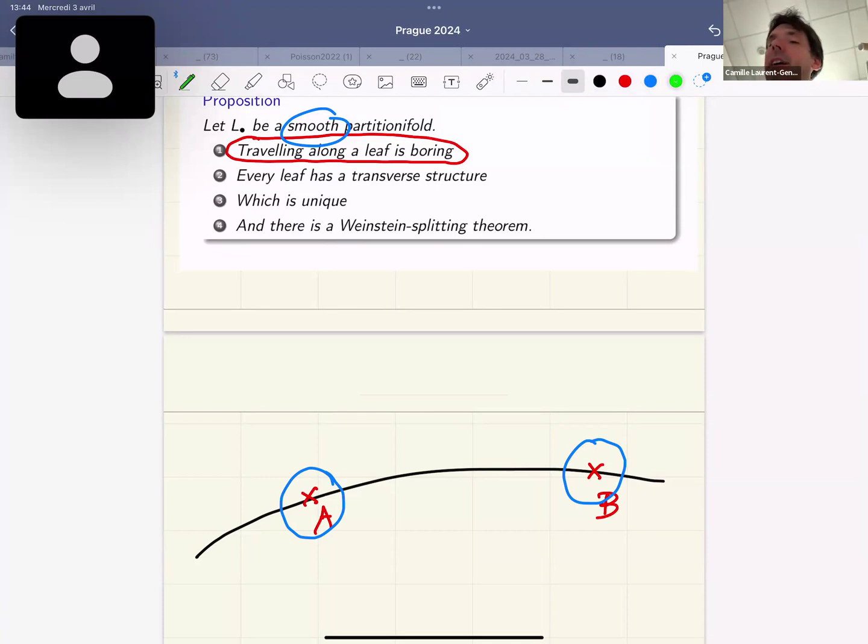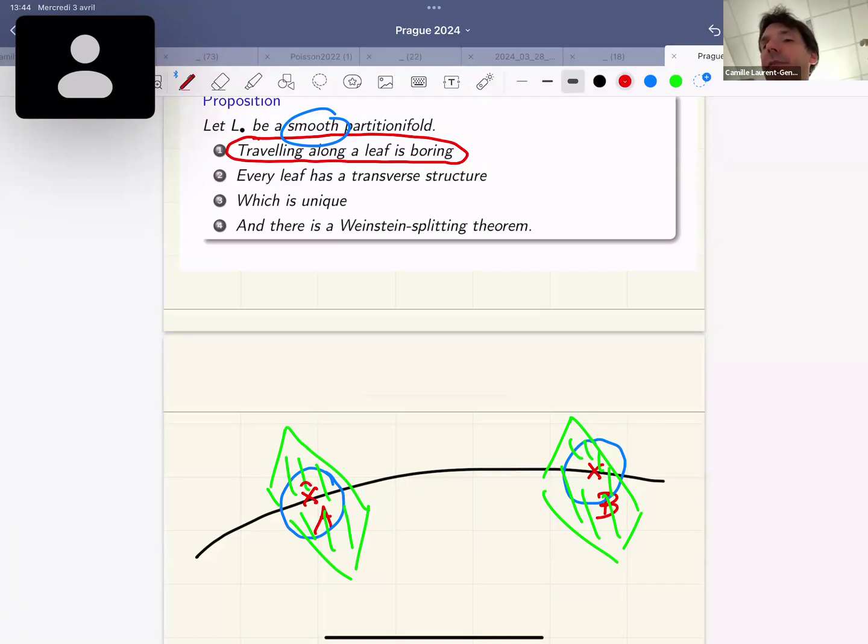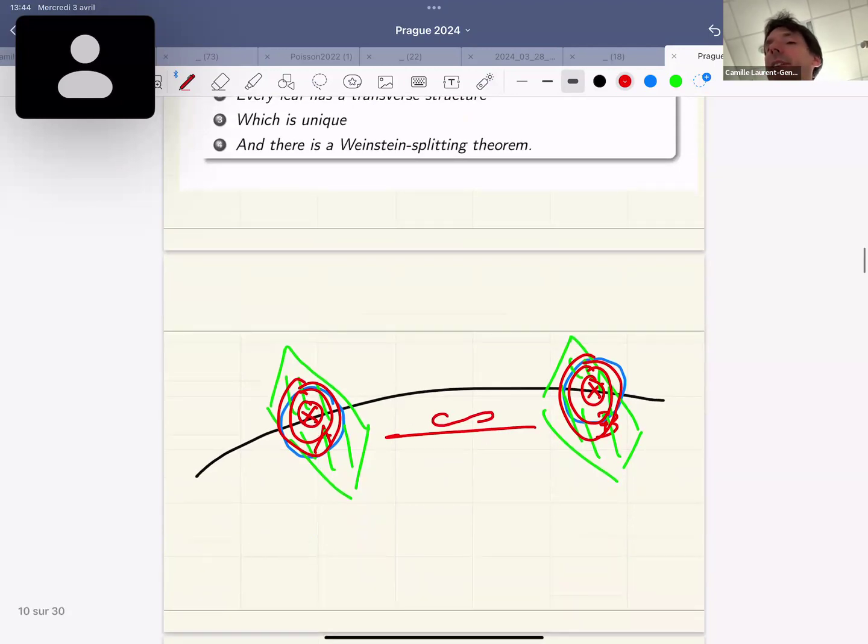But it has an extra consequence: if I take something which is across a section of the leaf, like this, well, one can show that on each one of these cross sections, I get an induced smooth partition deformed, and one can check, that's crucial for what I want to say after, that these two are isomorphic.